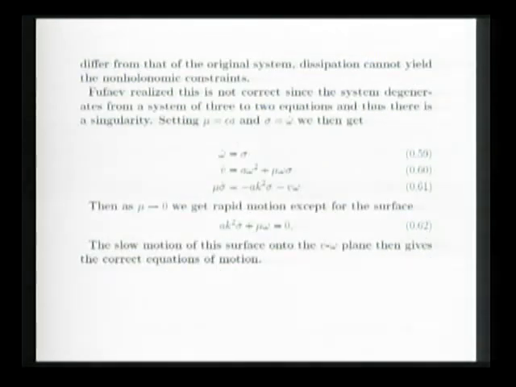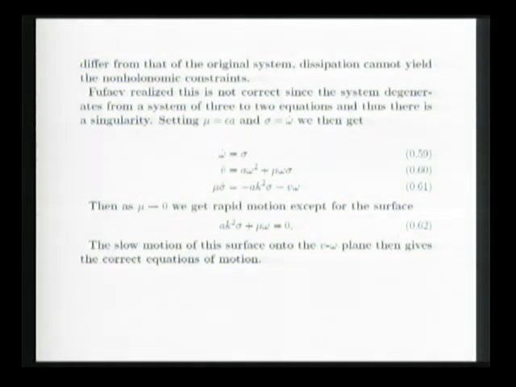And actually, Caratheodory somehow missed this. He basically had the same setting, but he argued that no matter how small epsilon is, these equations yield trajectories which differ from the original system, and the dissipation could not yield the non-holonomic constraints. So somehow, in his original paper, which really is a great paper, he missed that at the right point, but Fufaev and company got this right.